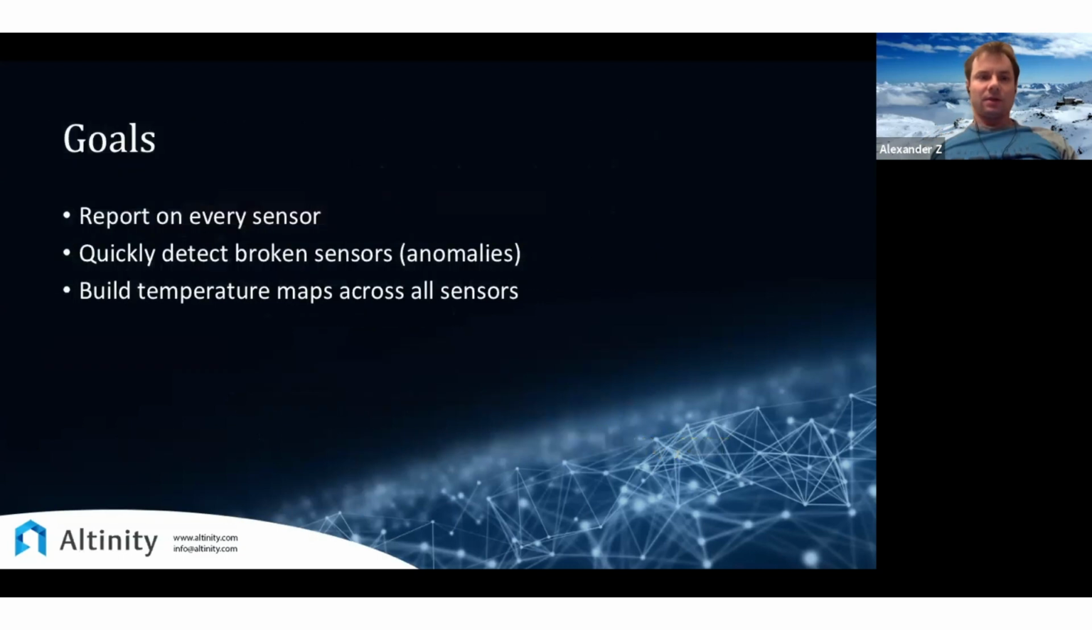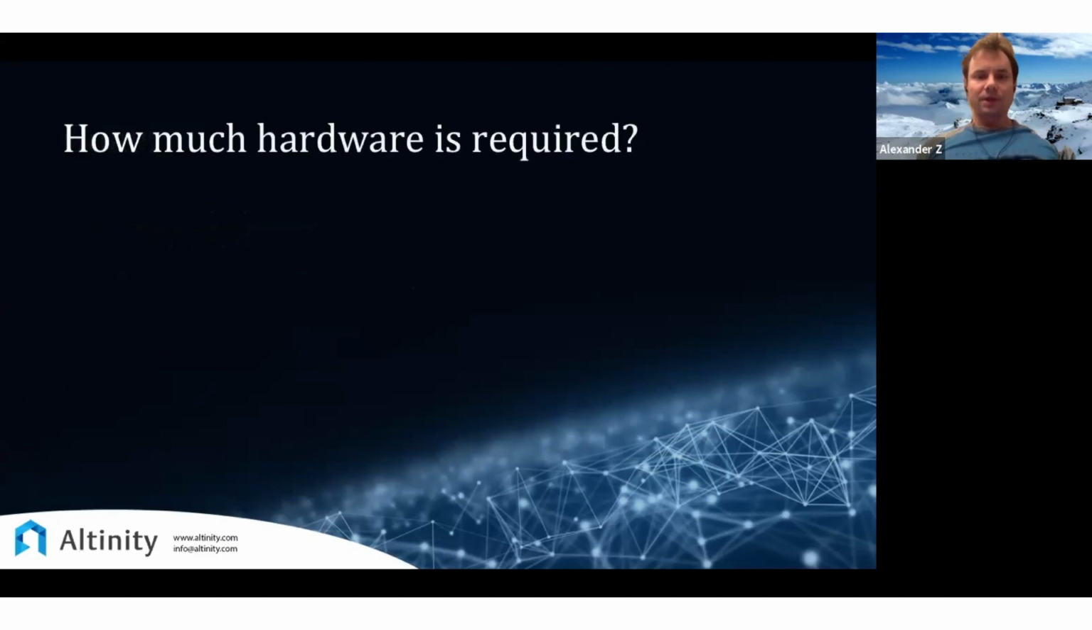And the goal of the experiment is first to report on every sensor. We should be able to get the data for every particular sensor. Also, we need to be able to quickly detect broken sensors across the whole farm. And it would be interesting also to build some temperature maps across all sensors and maybe do some visualization. So how much hardware is required for that?